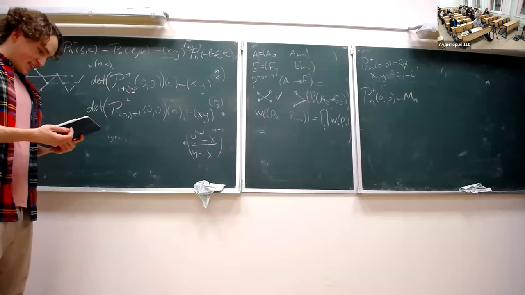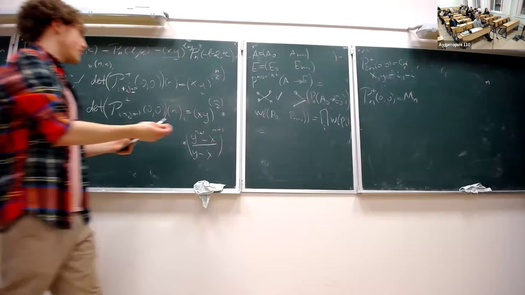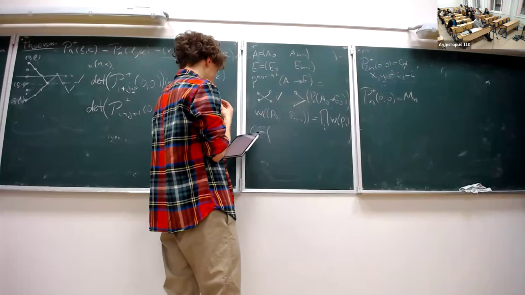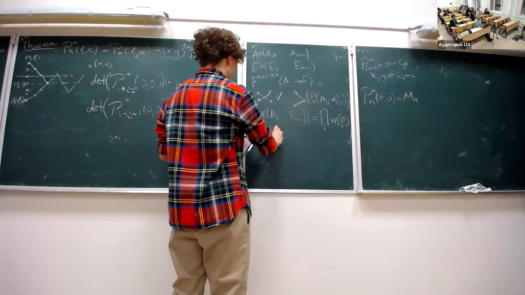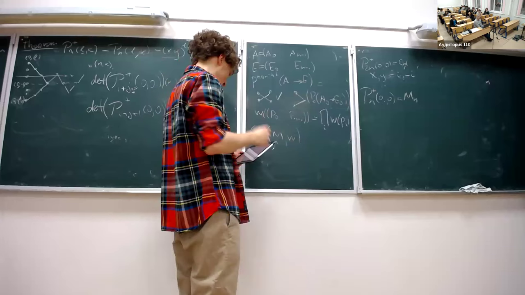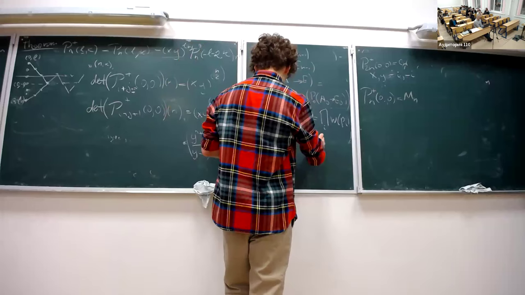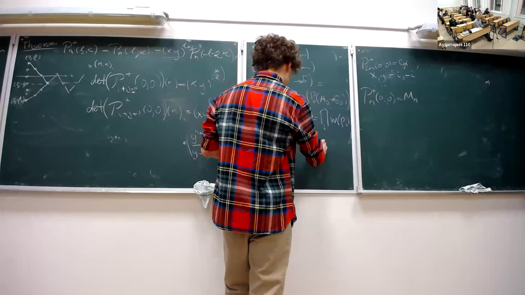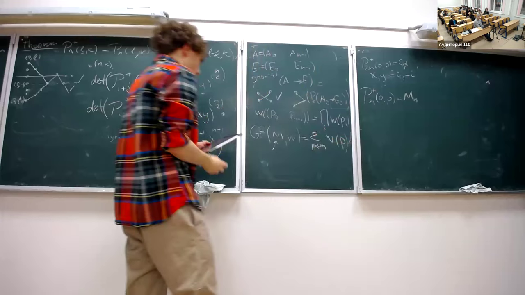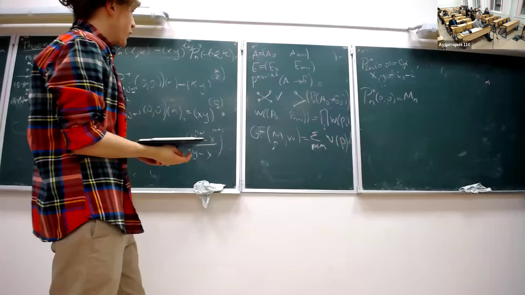So, and we can define generating functions for those families the same way. GF stands for generating function, M is a family of paths, and W is a weight function. It's just the sum over all paths from M of W of that path.